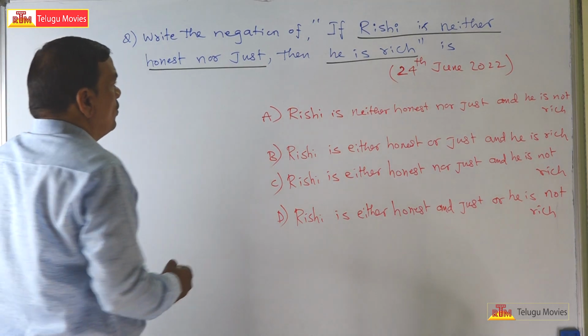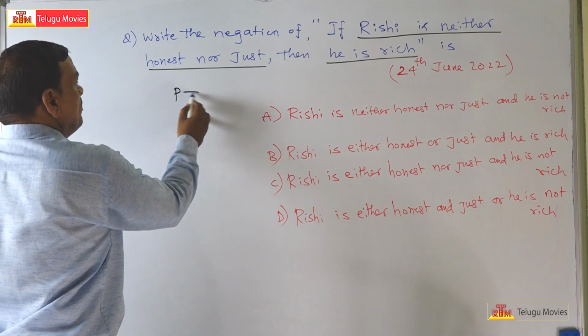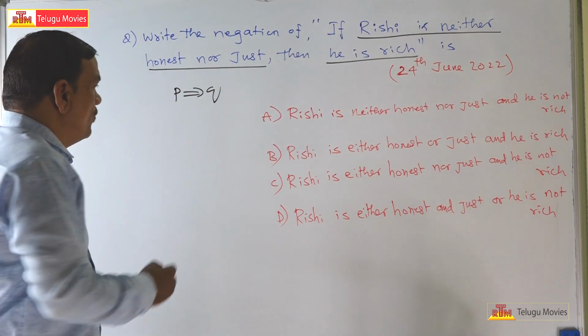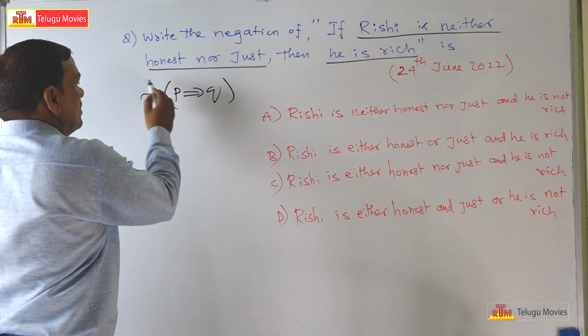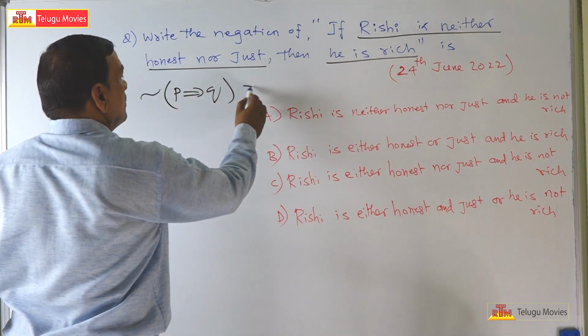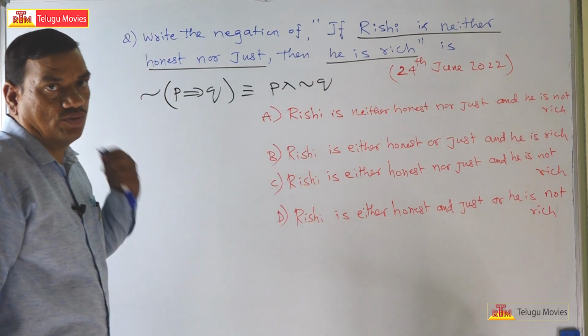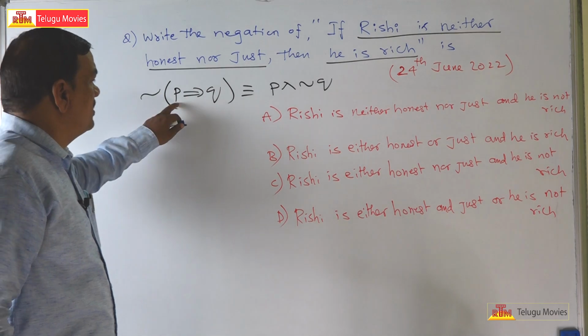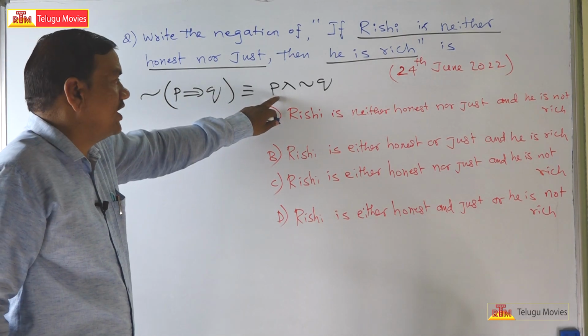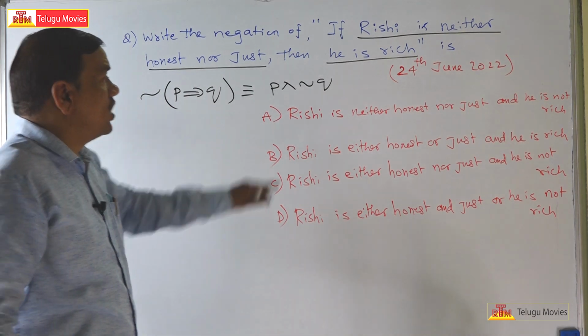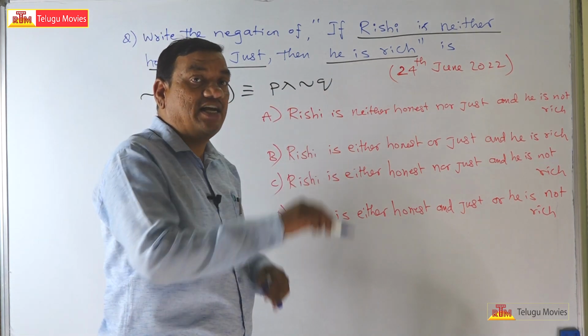For example, this is P implies Q, that means if P then Q. If you want to write its negation, we have the formula: P and negation Q. That means the given statement as it is you have to write down, and the negation of the conclusion. What is the conclusion here? He is rich.